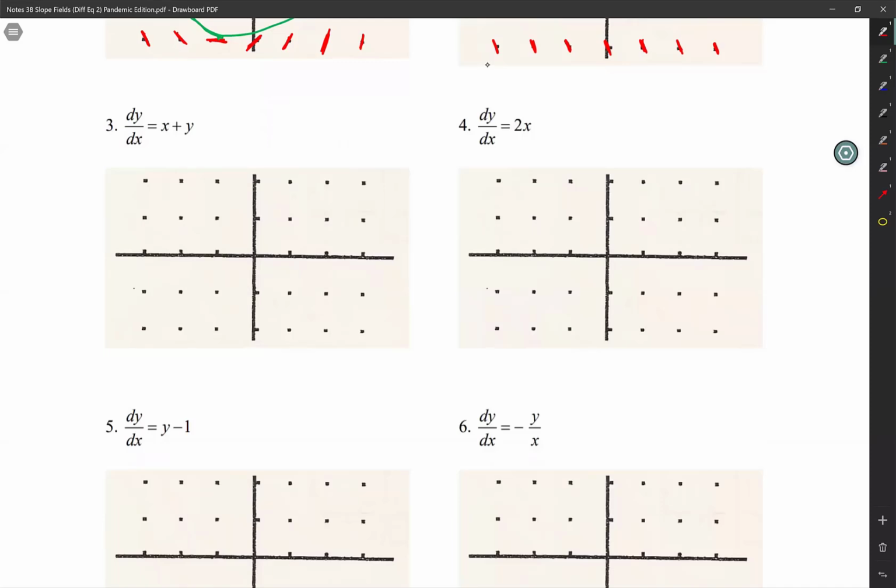So I guess let's start at the origin. At the origin, the point is 0, 0. So I have a slope of 0. 0 plus 0 is 0. And if I go up the y-axis, so the x remains the same, 0 plus 1 is 1, so slope of 1. 0 plus 2 is 2, so slope of 2. So make it steeper, but positive.